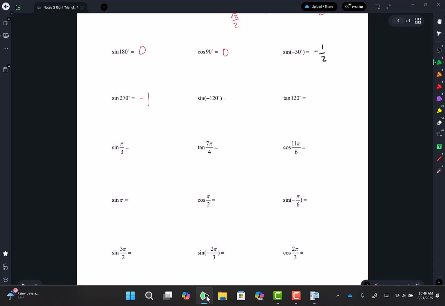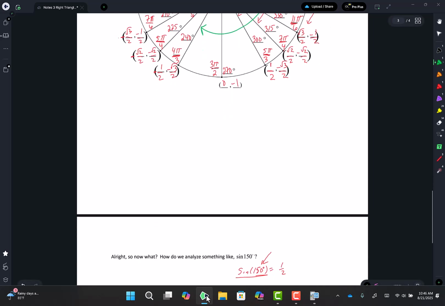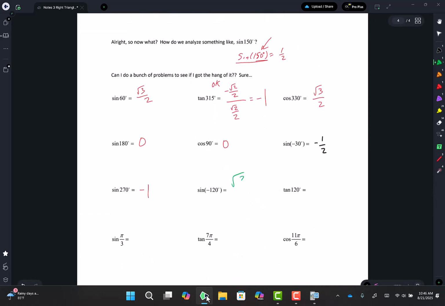So I already forgot what was the question. Sine of negative 120. So what's sine of negative 120? Negative square root of 3 over 2. Negative. There it is. Cool or not cool?